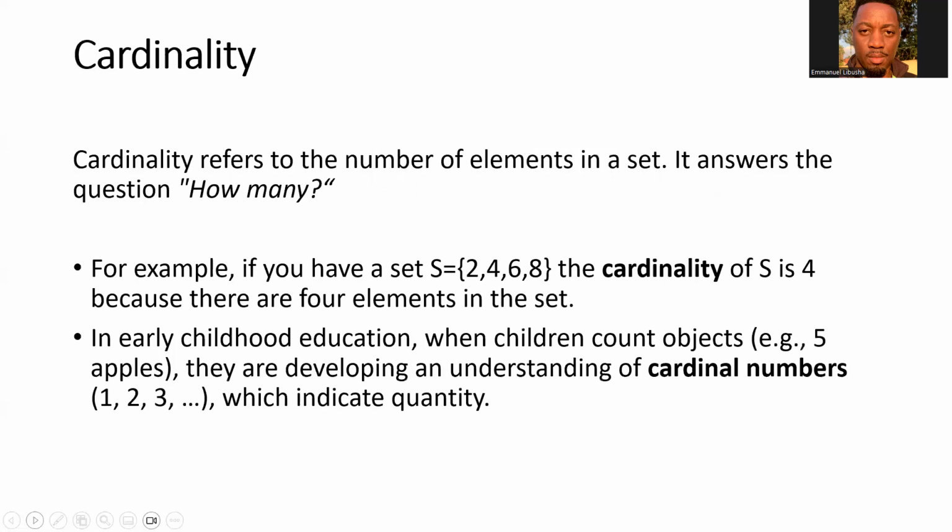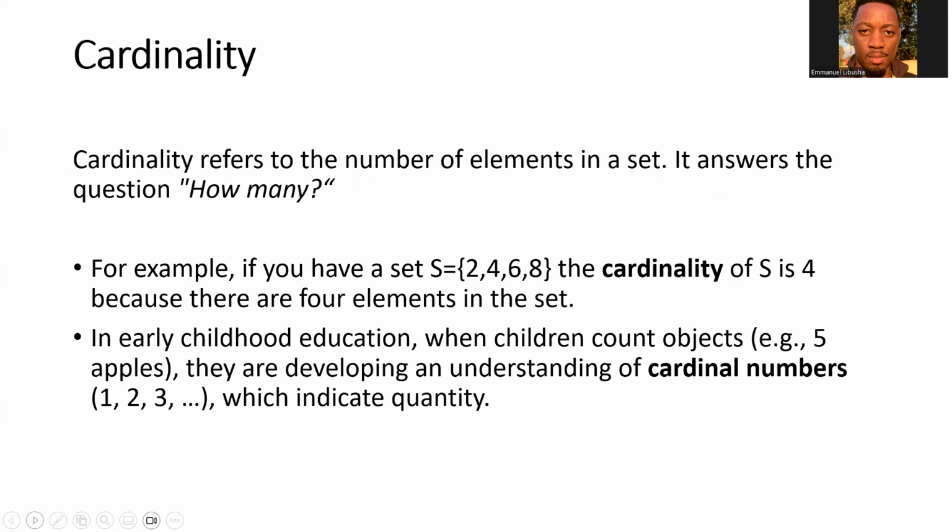Hello, everyone. Today we're talking about cardinality and ordinality. The idea here is to tell the difference between the two and how they contribute to the learning of mathematics, especially for foundation phase learners. In terms of understanding this, it's easier to move on from cardinality to ordinality, but we're going to look at it in terms of how foundation phase learners learn it.